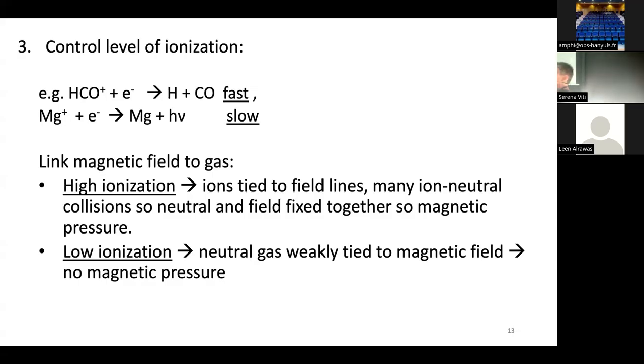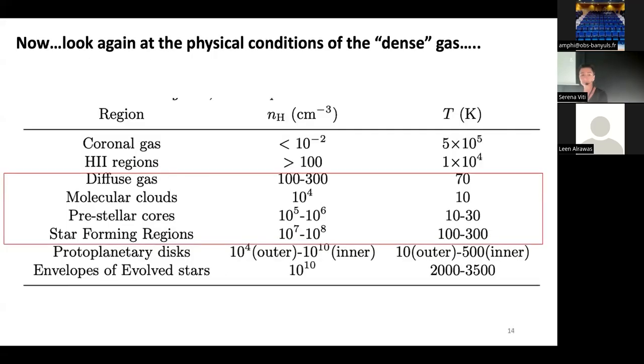And this magnetic pressure would stop the gas from collapsing. If the ionization is low, then the neutral gas is weakly bound to the magnetic fields because it won't have many collisions with the ions. And so you reduce the magnetic pressure and you allow the star to form. So these are reasons why molecules are important or have a role for us.